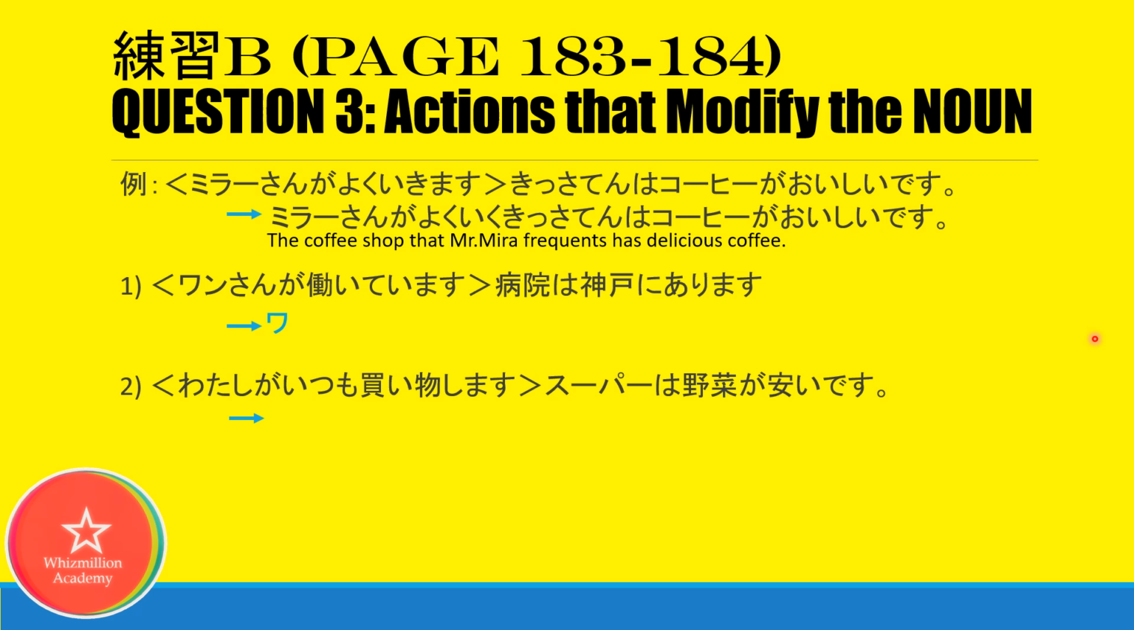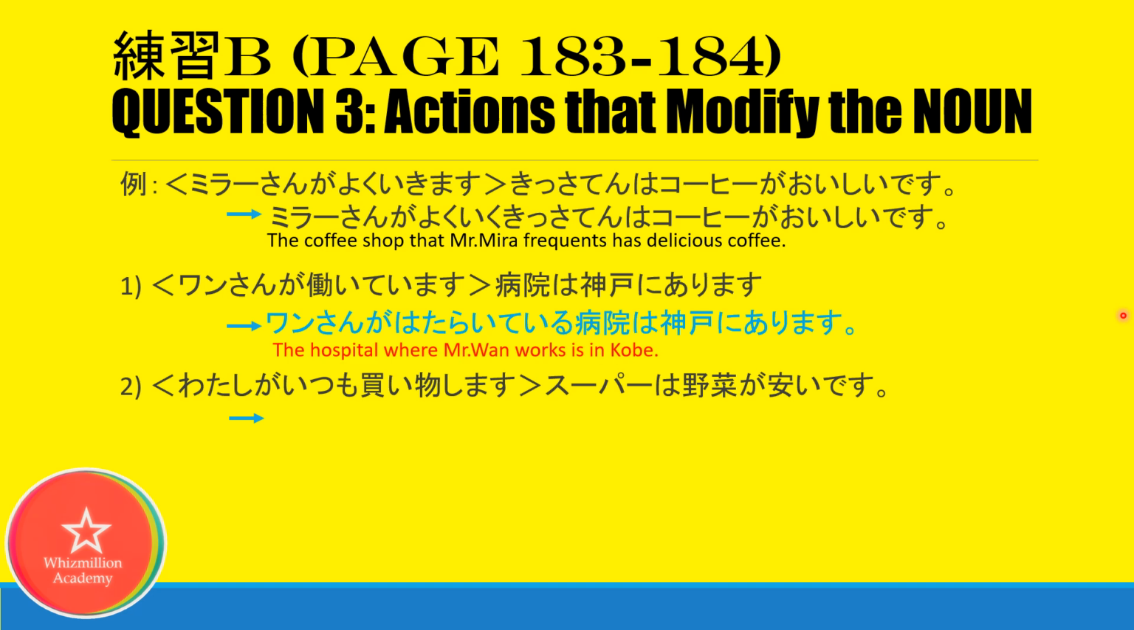So it becomes ワンさんが働いている病院は神戸にあります。Okay? So the hospital where Mr. Wan works is in Kobe. So now we know that this hospital is located in Kobe, and this is also the hospital that Mr. Wan works at.